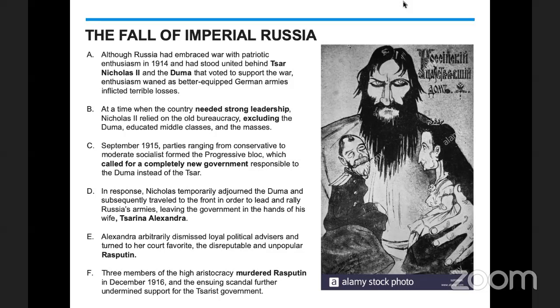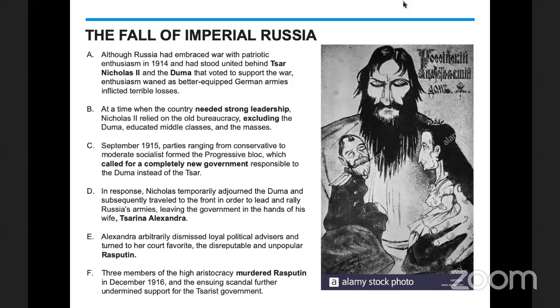September 1915, parties ranging from conservatives to moderate socialists form a progressive bloc, which called for a completely new government responsible to the Duma instead of the Tsar. So think about those minutes I just read. That was August. Here we are in September, and things are moving toward revolution. In response, Nicholas temporarily adjourned the Duma. Katie had mentioned how anytime he disagreed with the Duma, he dismisses them. And he does this again. And instead, what he does is he's going to travel to the front because he wants his troops to see the Tsar in the front rallying the troops. And in doing so, he leaves the government in the hands of his wife, Tsarina Alexandra.